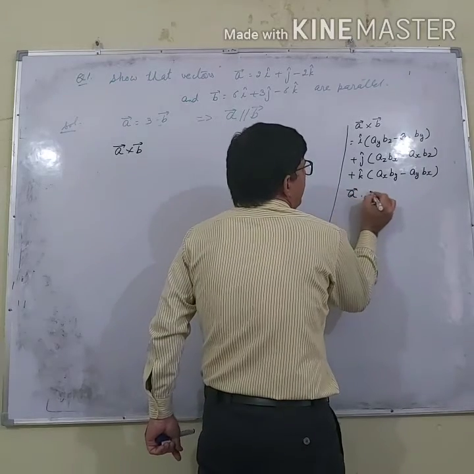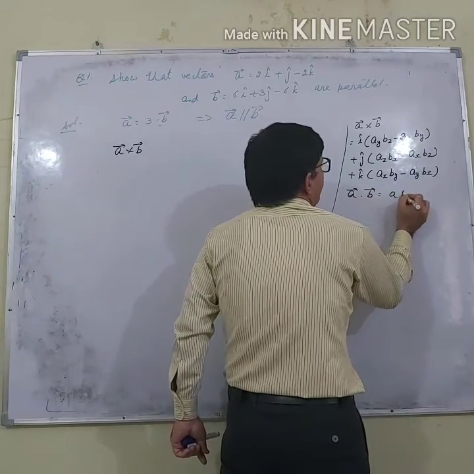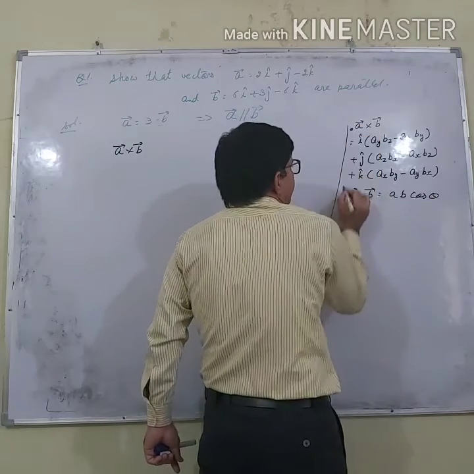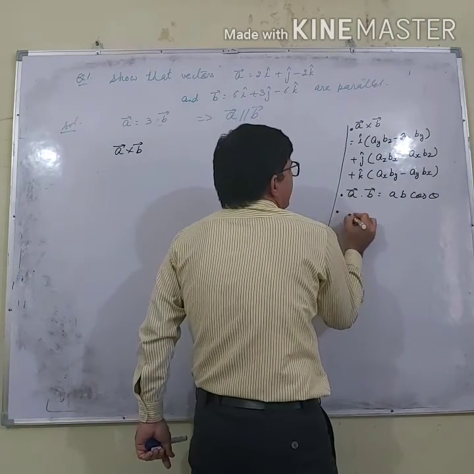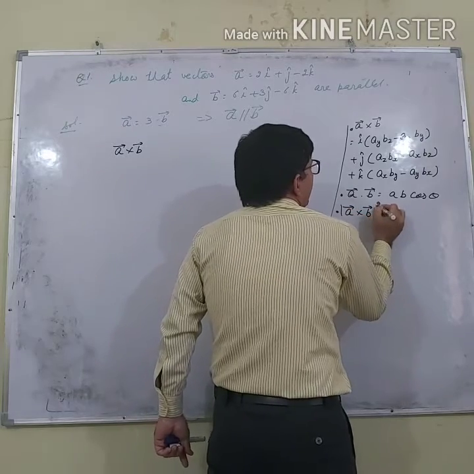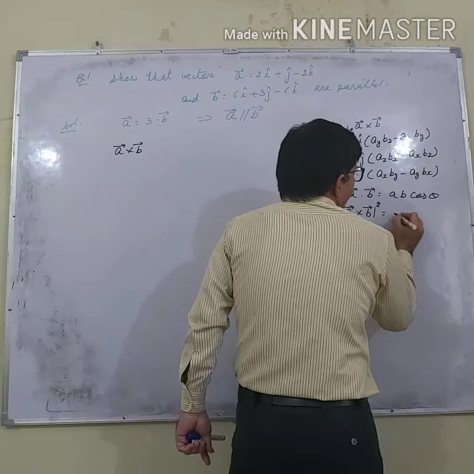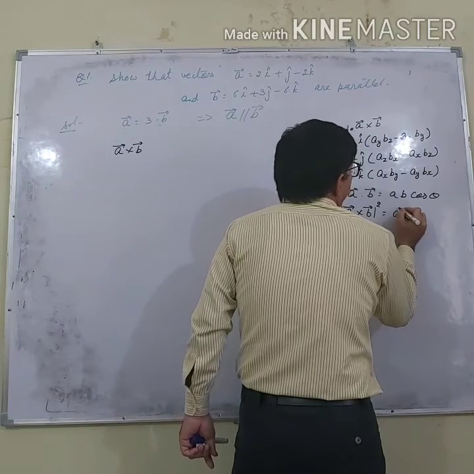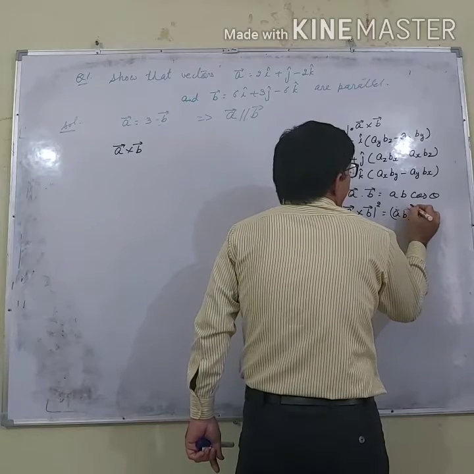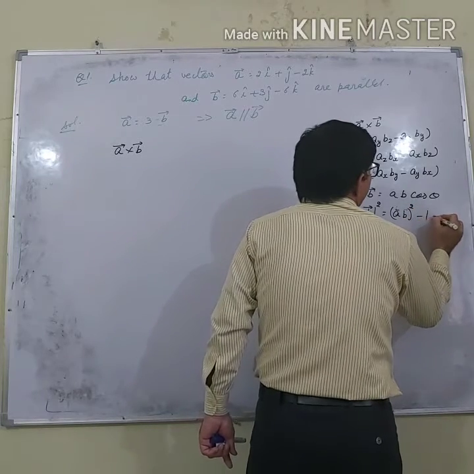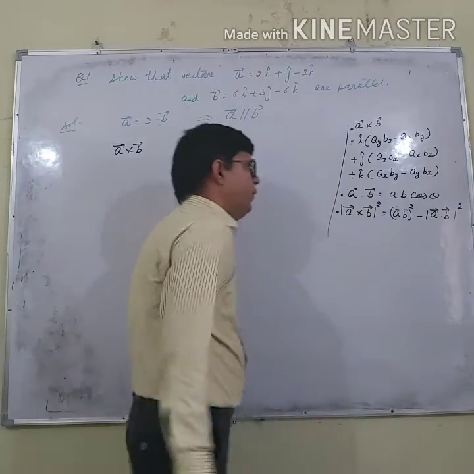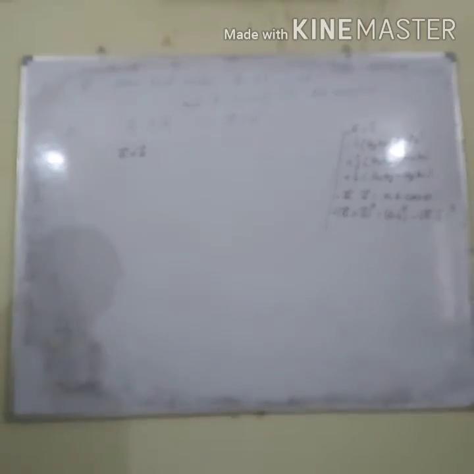And what is A dot B? It is AB cos theta. And what is the next relation? One relation is this, second is this, third is the magnitude square of A cross B equals A square B square minus the square of the magnitude of A dot B. So these are the three relations that you should know.